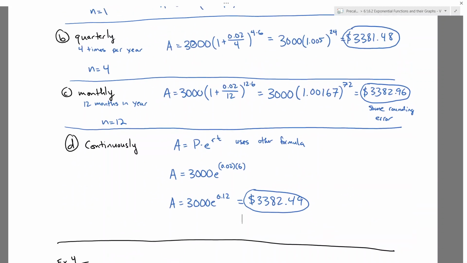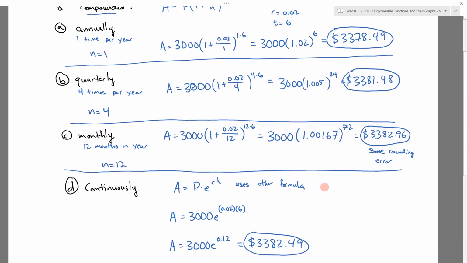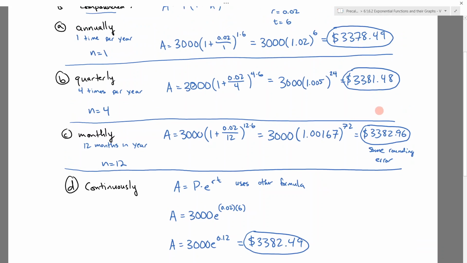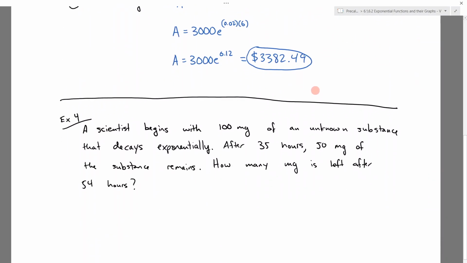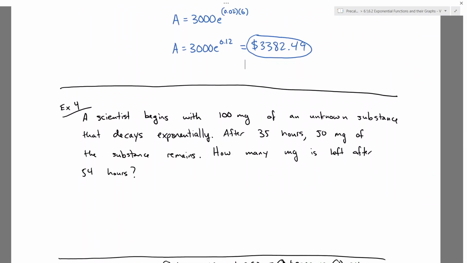Okay, so if all the calculations are done correctly, all of these amounts should be about the same. There shouldn't be that much difference between them. And that just means that it doesn't really matter how many times you compound interest within the year. It's not going to make that much of a difference. But typically, continuously compounding will be the most. And this is just because of rounding error.